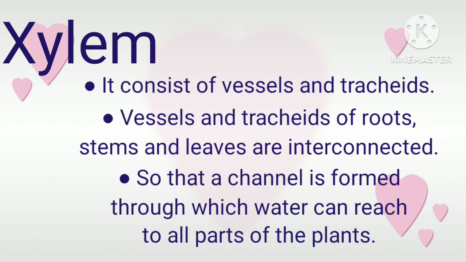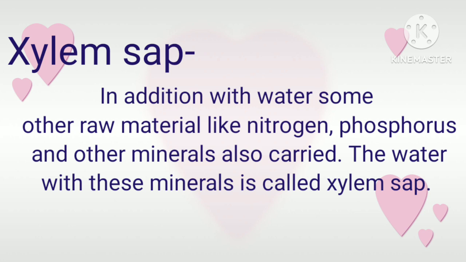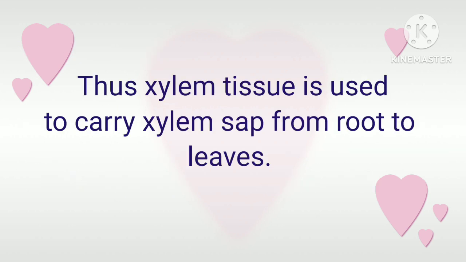Xylem consists of vessels and tracheids. Vessels and tracheids of roots, stems and leaves are interconnected so that a channel is formed through which water can reach all parts of the plants. In addition to water, some other raw materials like nitrogen, phosphorus and other minerals are also carried. The water with these minerals is called xylem sap. The xylem tissue is used to carry xylem sap from root to leaves.